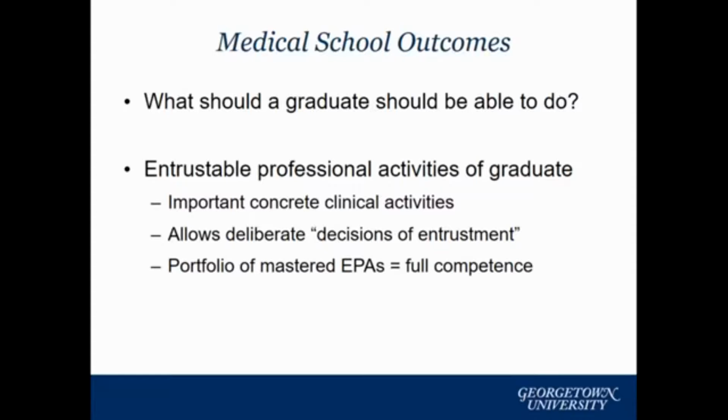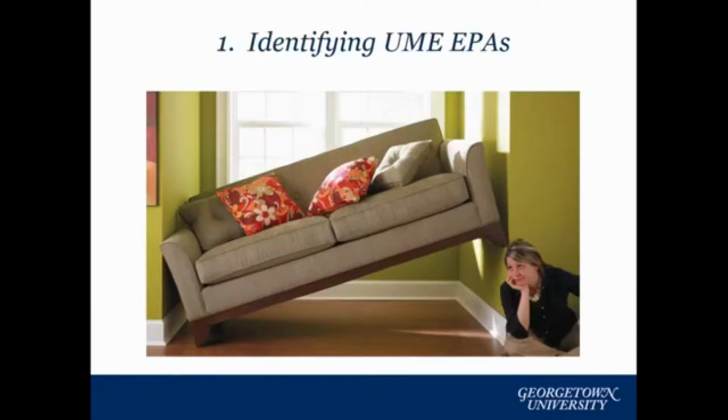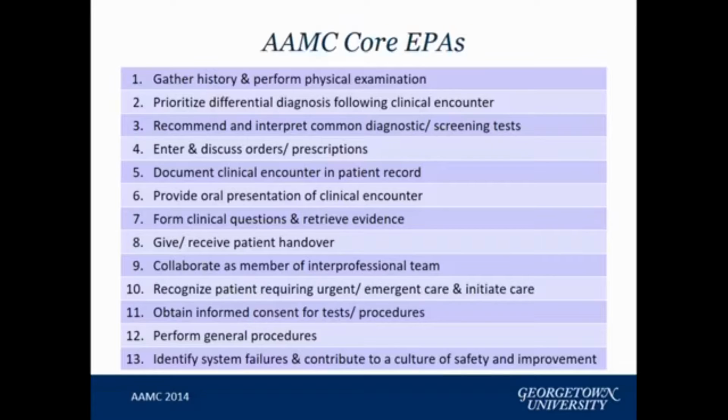And so as we learned yesterday, entrustable professional activities of the graduate are important, concrete clinical activities that we want to be able to entrust to our students or graduates to do, and that if we have a whole portfolio of EPAs, that actually then represents full competence or represents that profession, okay? So the first part is, how do we decide what our EPAs should be, and how do we make sure that they're the right size, okay?